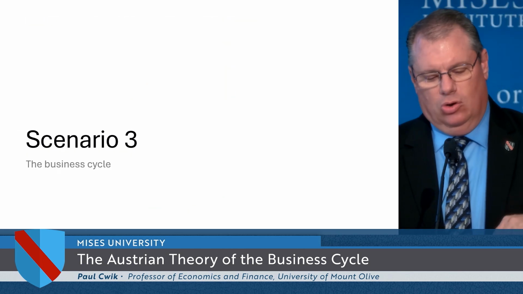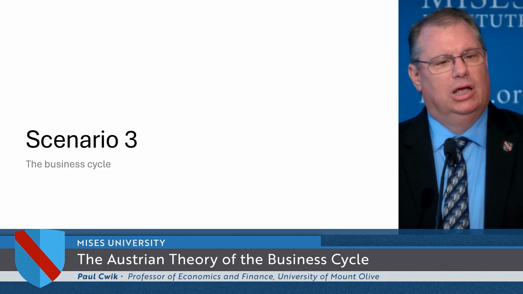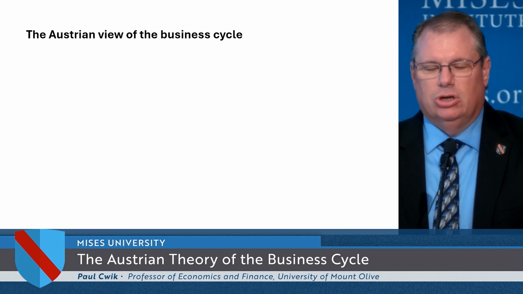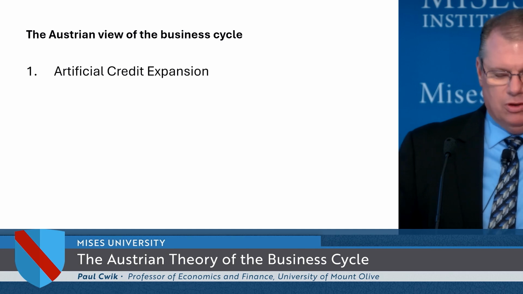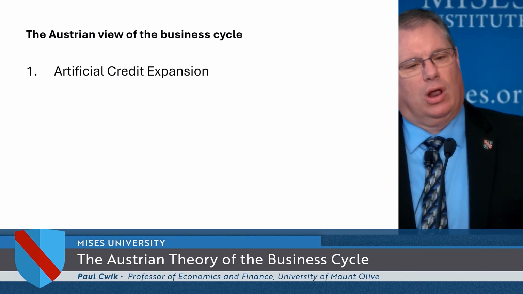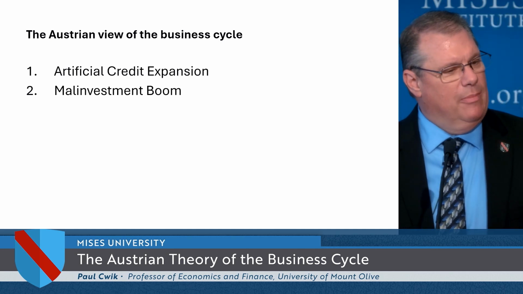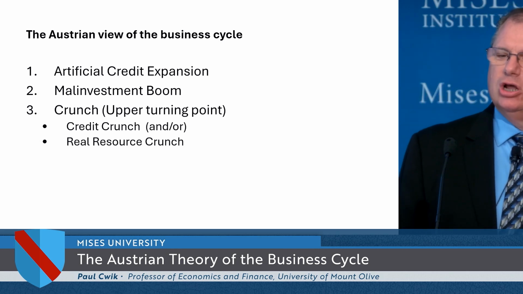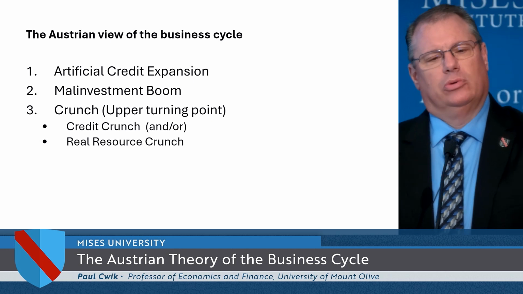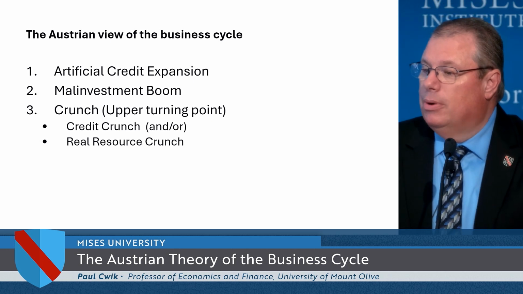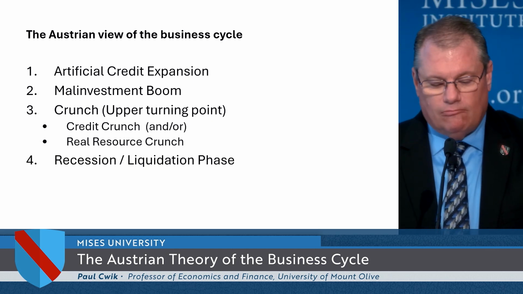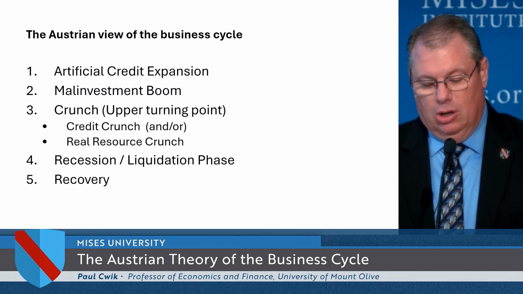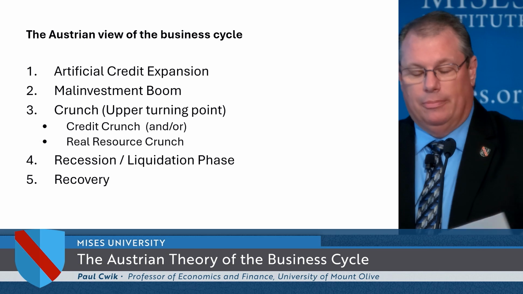Now we're going to take scenario 1 and scenario 2, and those are going to be all the building blocks for scenario 3, which is the business cycle. So the Austrian view of the business cycle is 5 components. It starts with artificial credit expansion, that followed by a malinvestment boom, an upper turning point, this crunch, and it's going to manifest as either a credit crunch or a real resource crunch. It's typically both, but one comes before the other. Then we'll have a recession or a liquidation phase, and hopefully, we get a recovery.